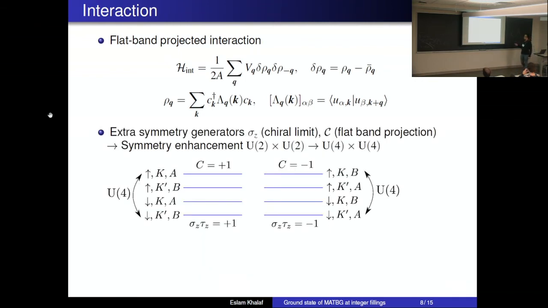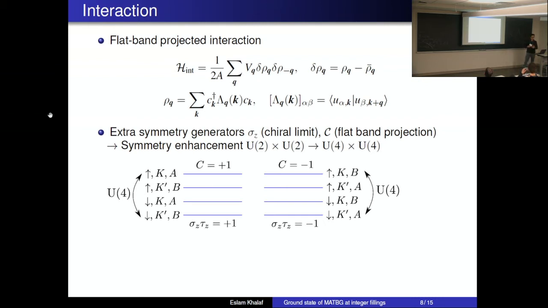A very important observation here is that this interaction has a huge symmetry. It has an enlarged symmetry compared to the original model. The original model only had U2 times U2 symmetry, but once we neglect dispersion, this chiral symmetry operator becomes like an internal symmetry. So for every generator of this U2 times U2 group, we can also multiply it by C and get a new generator. And if we furthermore assume this chiral limit, we switch off W0, we get another chiral symmetry, and then we can also add another set of generators. And if we combine all of these together, we get actually U4 times U4 internal symmetry.